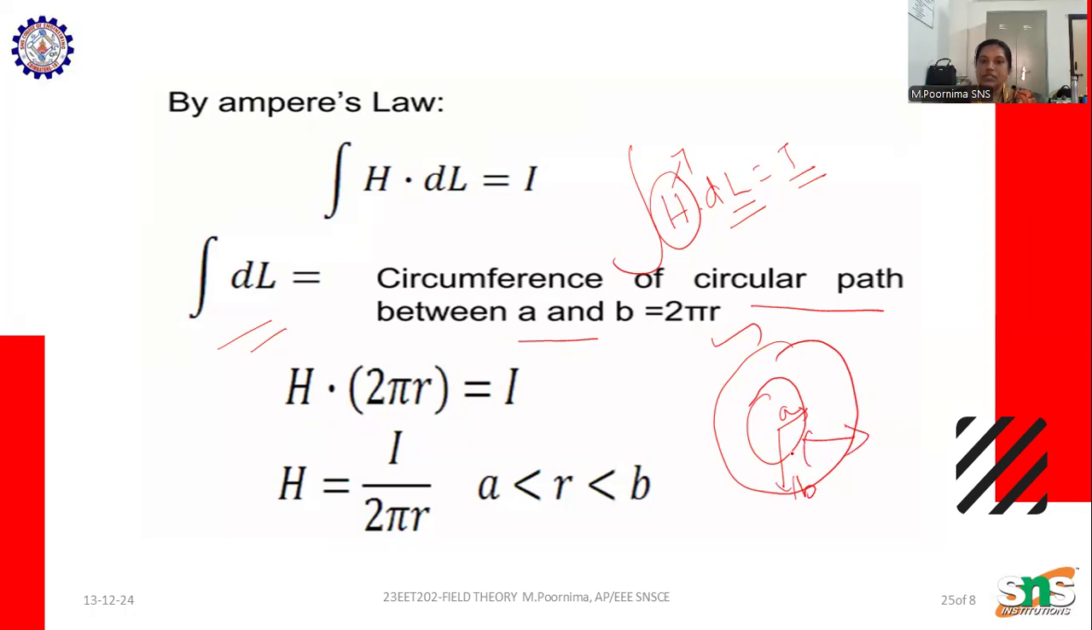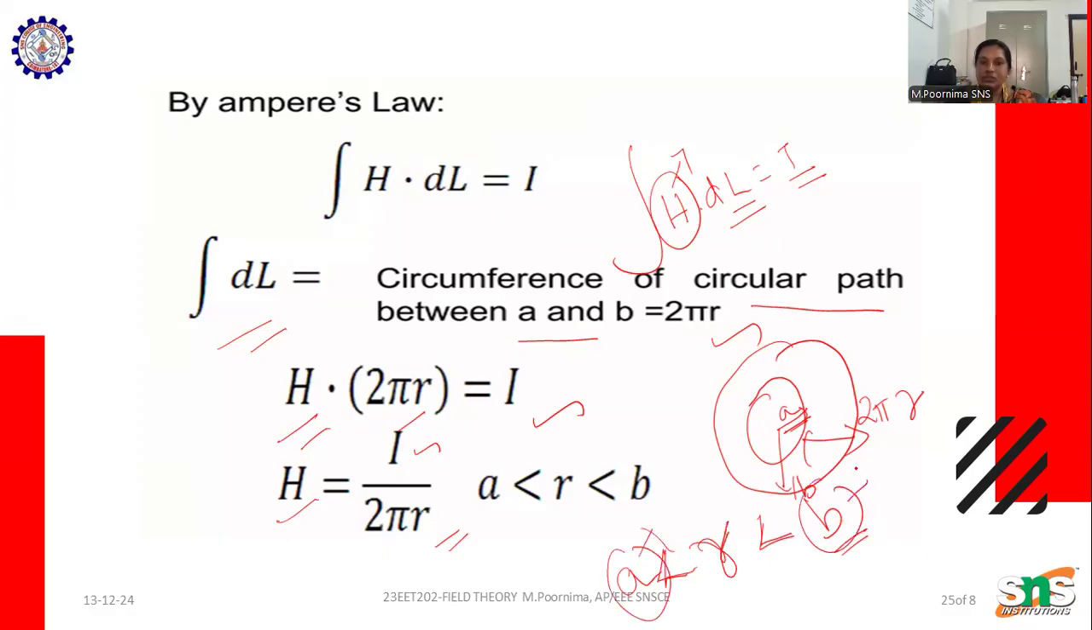So the circumference of the circular path is 2 pi r, and H into 2 pi r is equal to I. That is, H equals I divided by 2 pi r, where r is a radius greater than A and less than B, that is, r is the radius between A and B. This is by using Ampere's law.